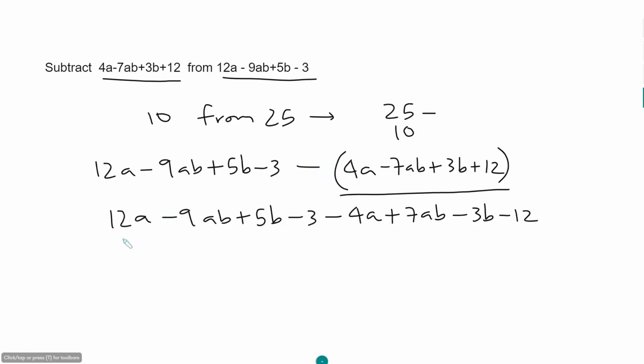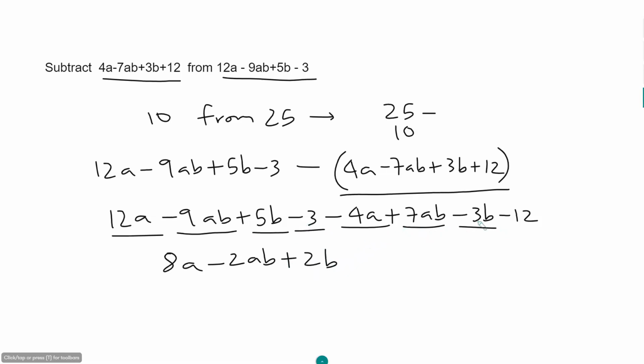Now look for like terms. There's 12a minus 4a. 12 minus 4 is 8, so that's 8a. And the ab terms, you have a minus 9ab plus 7ab. Minus 9 plus 7 is minus 2. Then you have a 5b and a minus 3b, so that's 2b. And finally you have a minus 3 and a minus 12, which is minus 15. So that is your answer.